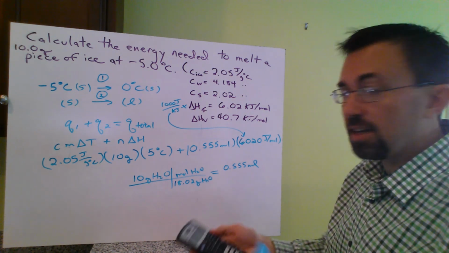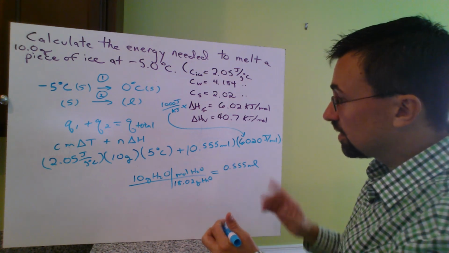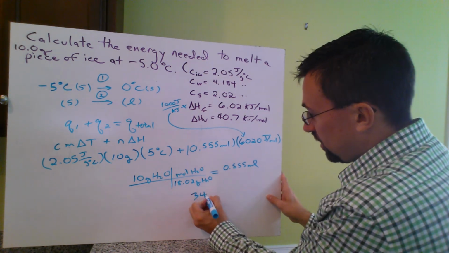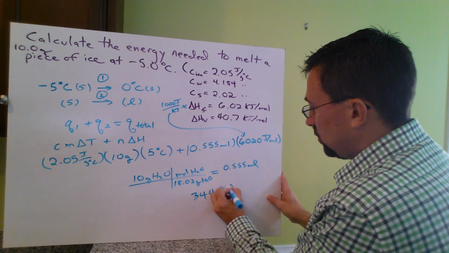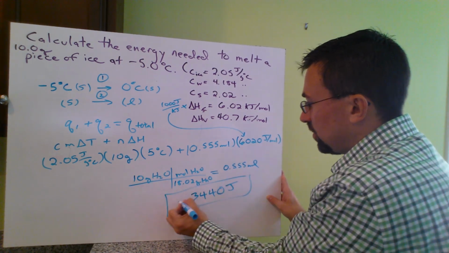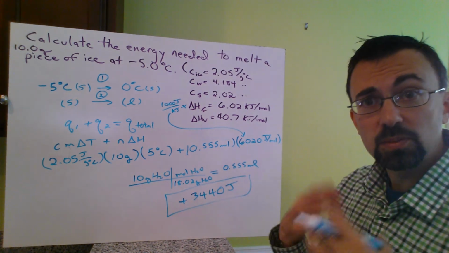And I get 3,400... Oh, where are my sig figs? 3,440 joules needed, added, absorbed. Plus, whatever you want to put in there.